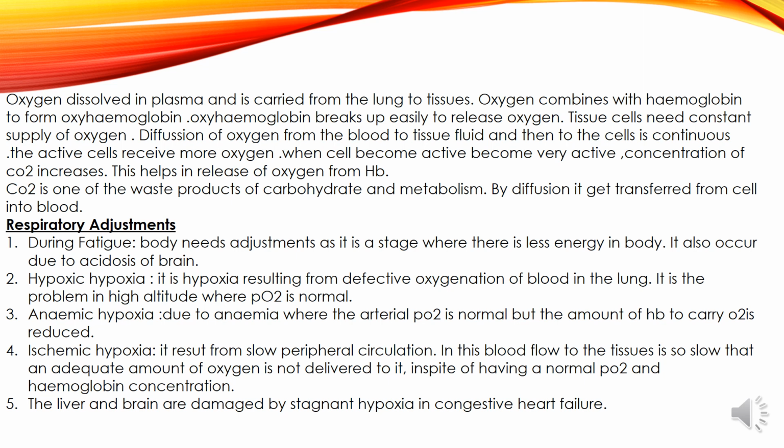reduced. Ischemic hypoxia results from slow peripheral circulation, in which the blood flow to the tissue is so slow that an adequate amount of oxygen is not delivered to it in spite of having a normal PO2 and Hb concentration. The liver and brain are damaged by stagnant hypoxia in congestive heart failure.